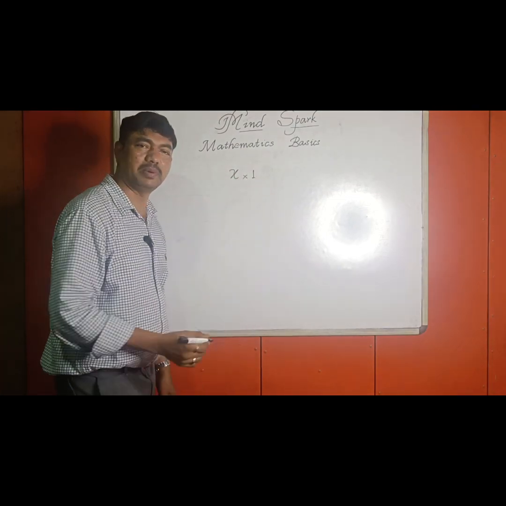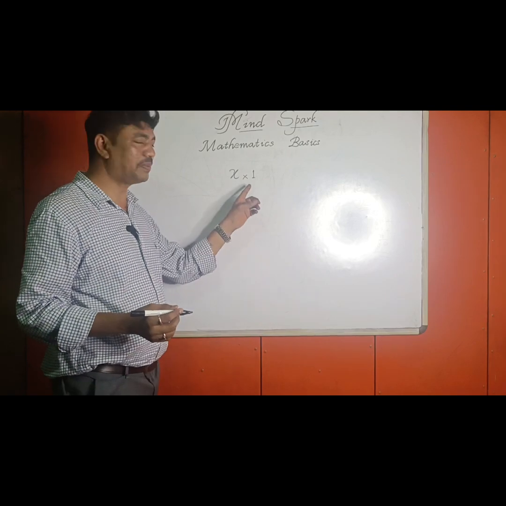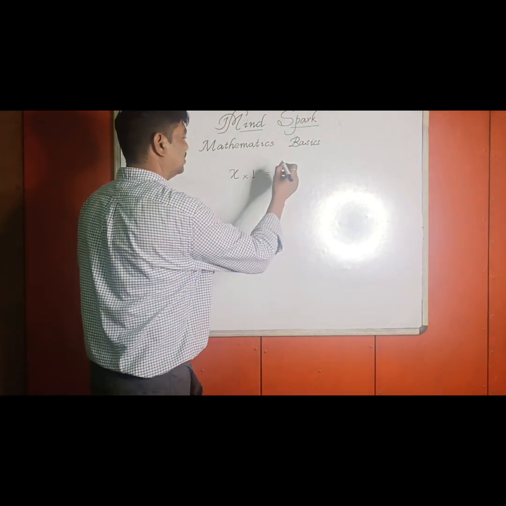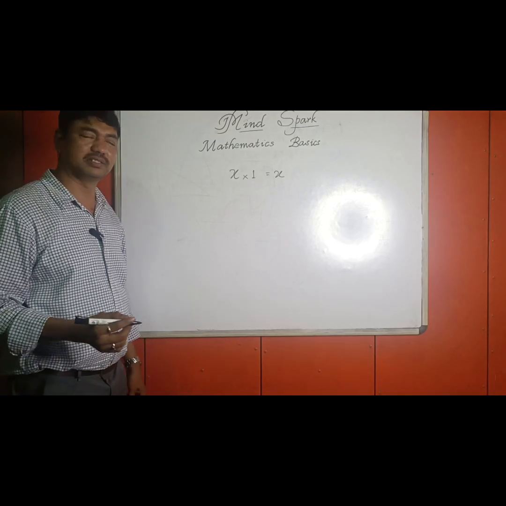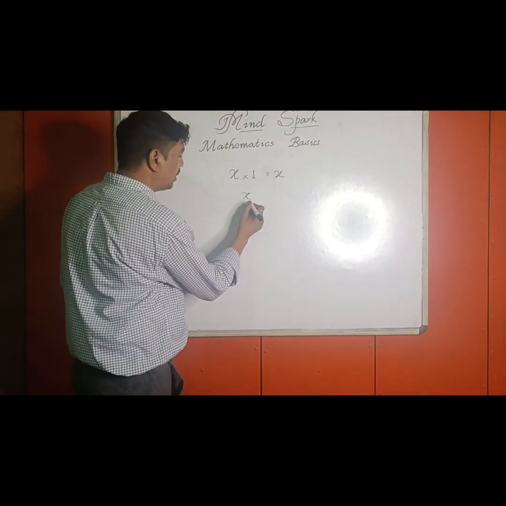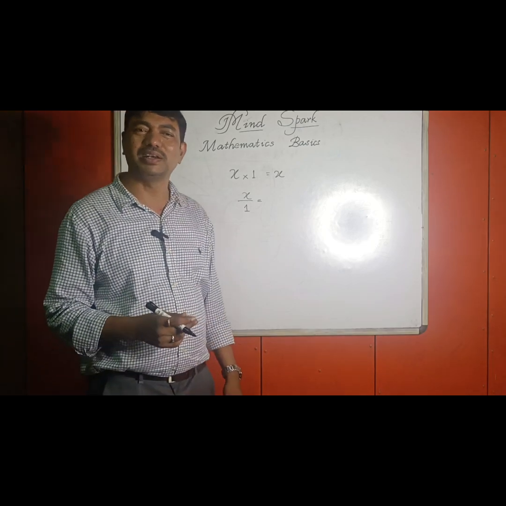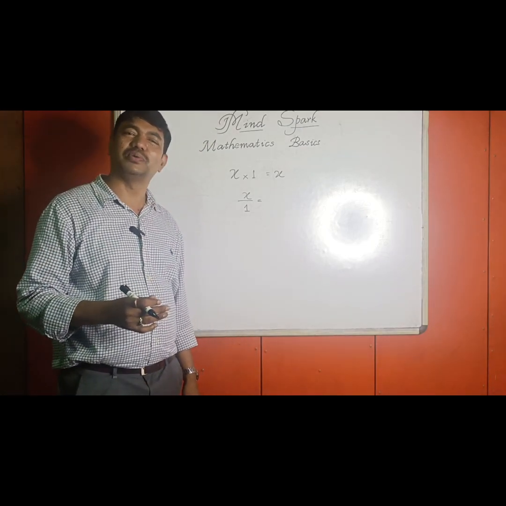Suppose you multiply by 1. When you multiply, what do you get? You get x. x into 1 is x. Then you divide by 1. What will happen if you divide by 1? x divided by 1 is always x.